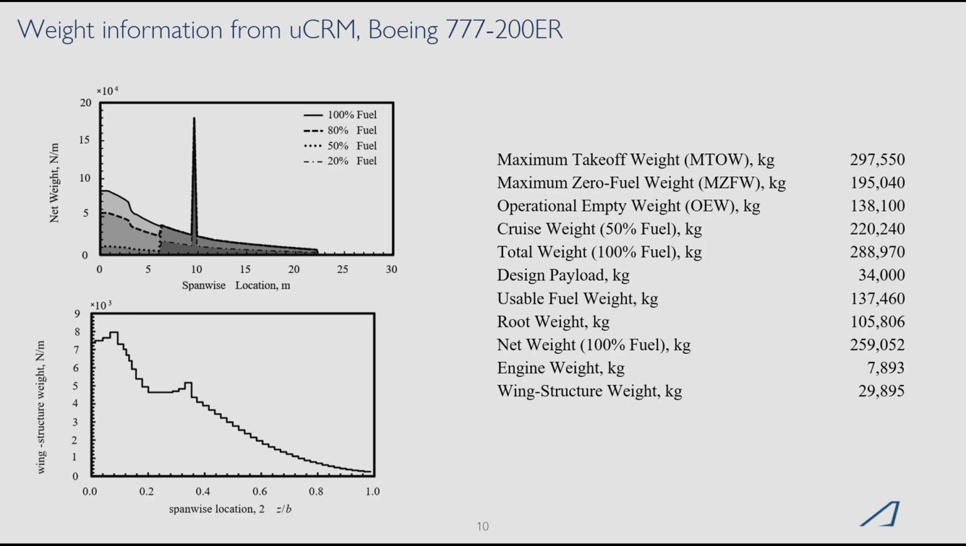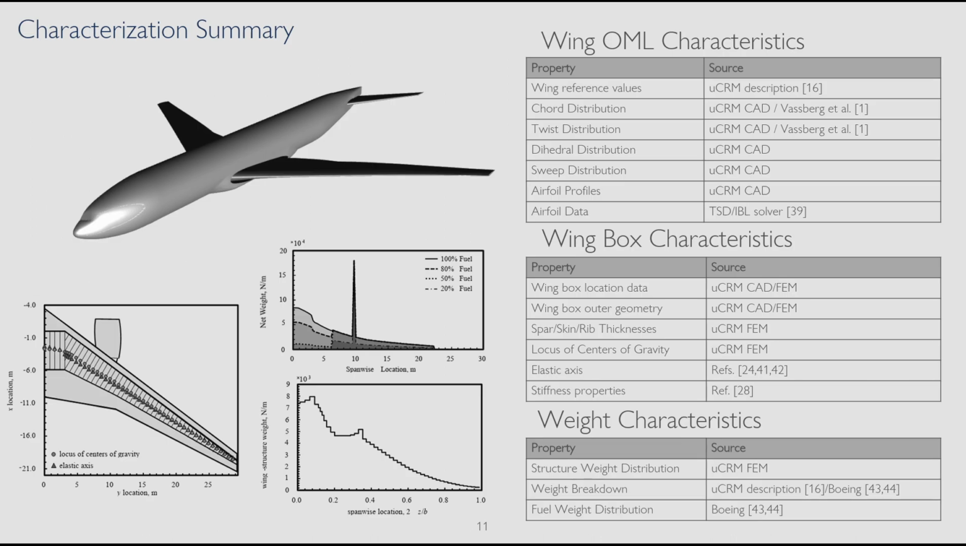And finally, here's a weight breakdown of the UCRM. This is taken from information from the University of Michigan and from Boeing. So here's a summary of everything, including key parts and where they came from. I'm not going to go through each one in detail for the sake of time, but if you want more details about this, be sure to look at my paper. There's a lot of data there.